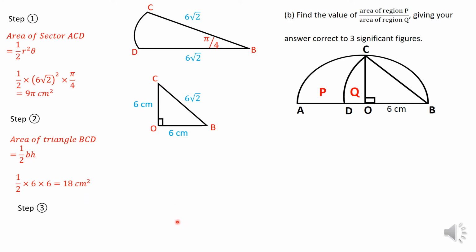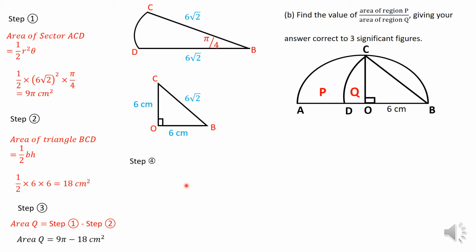Step 3, now I'm going to find Q by taking what I got in step 1, so take away what I got in step 2. So that brings me to 9 pi minus 18. I'm going to leave my answer like that. I'm only going to do the rounding towards the end.